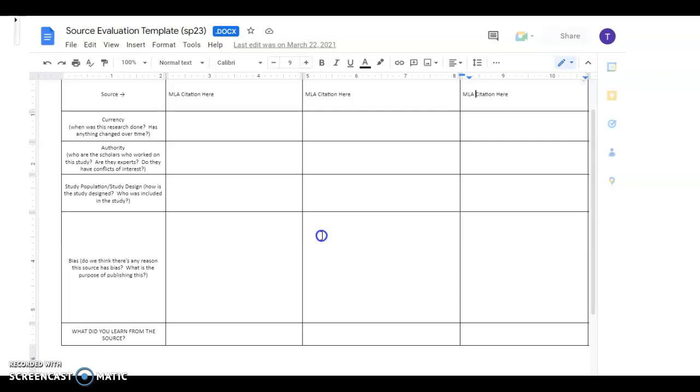And then finally, what did we learn from the source? What did this help tell us about whether or not that article or meme is factually accurate? Okay, so you're going to make a copy, work on it in Google Docs, and submit it this week.